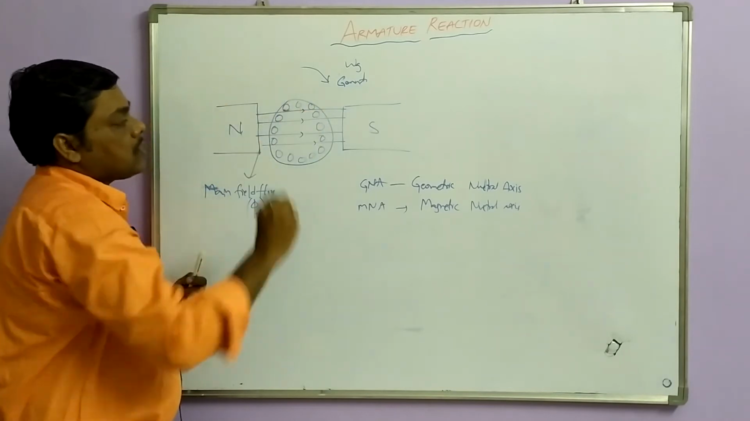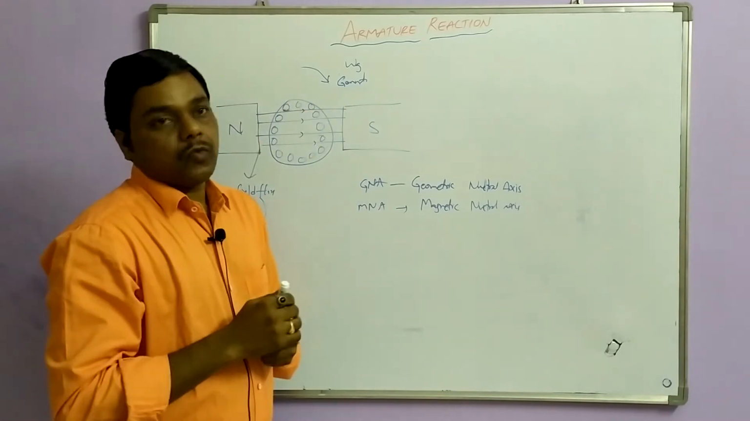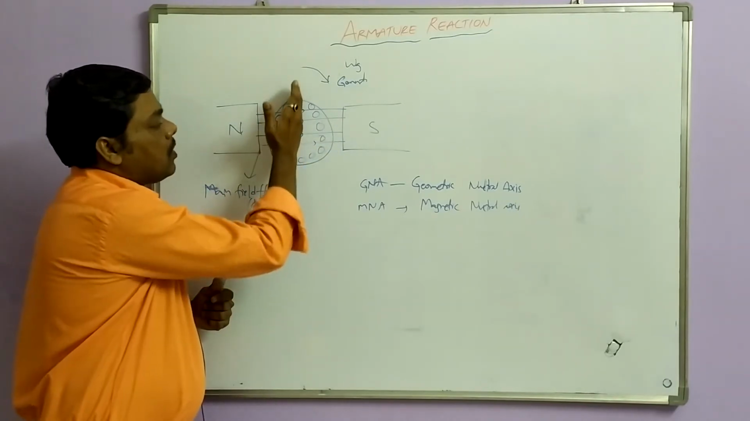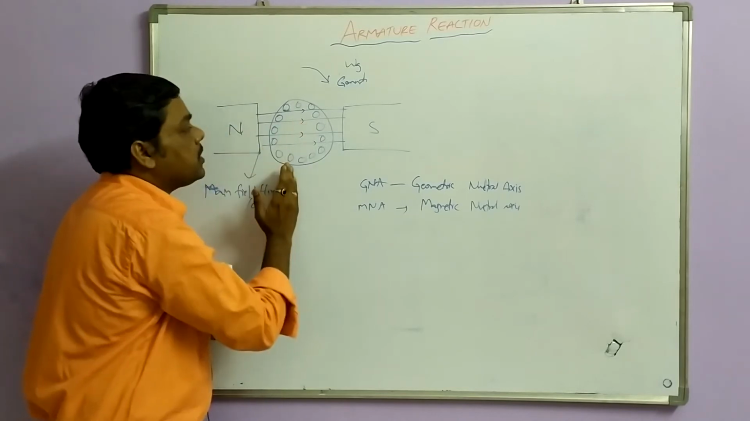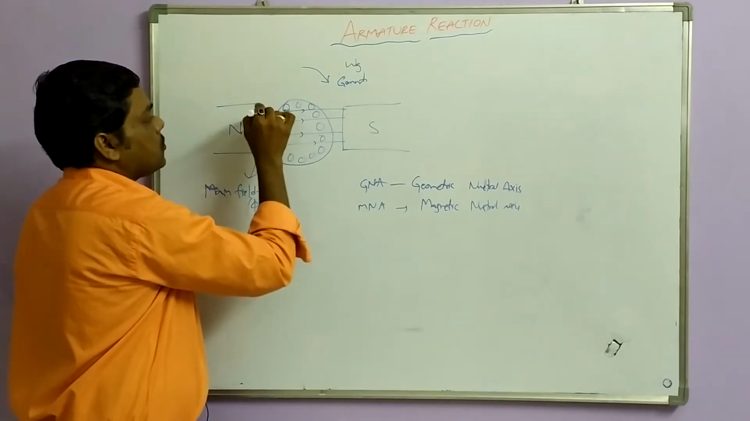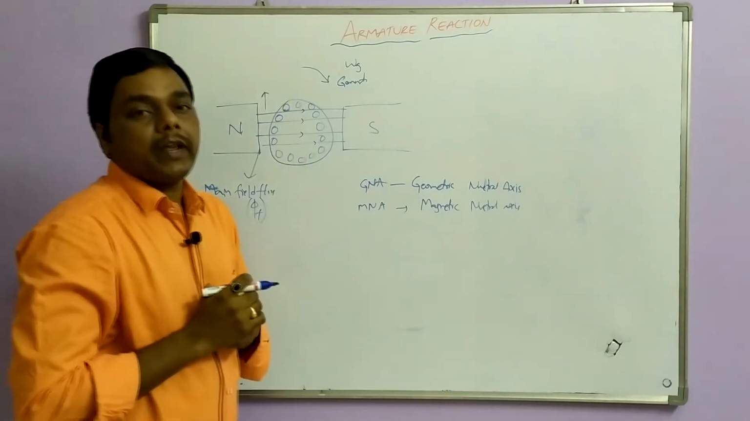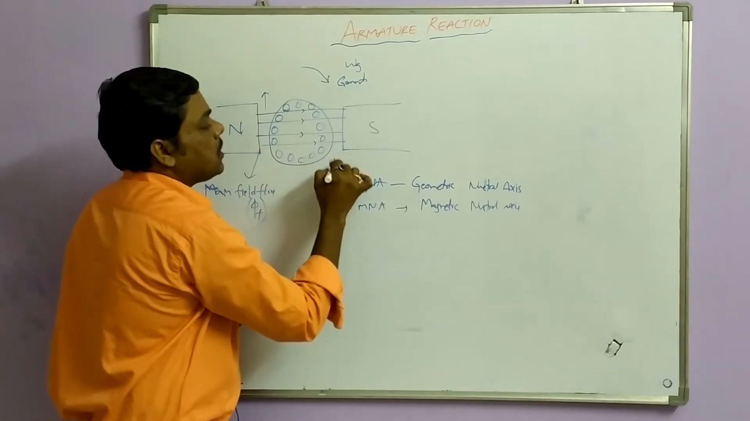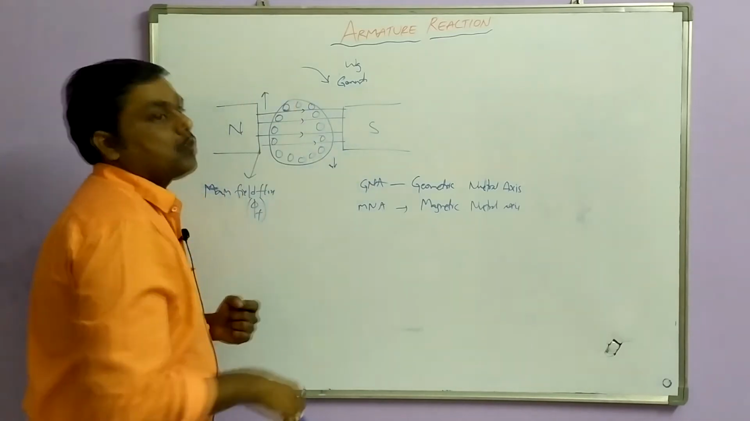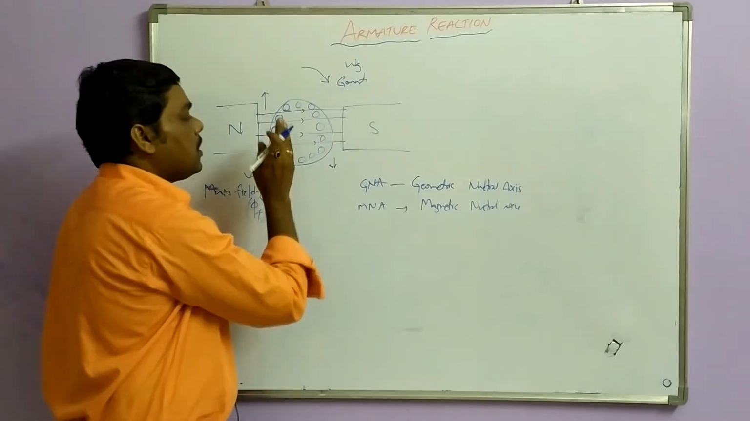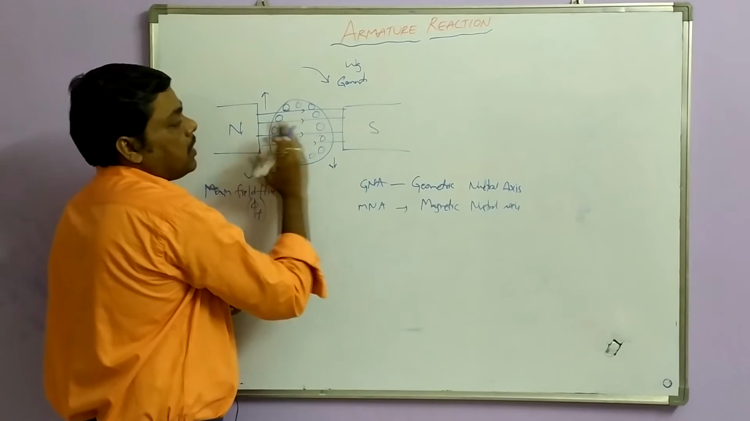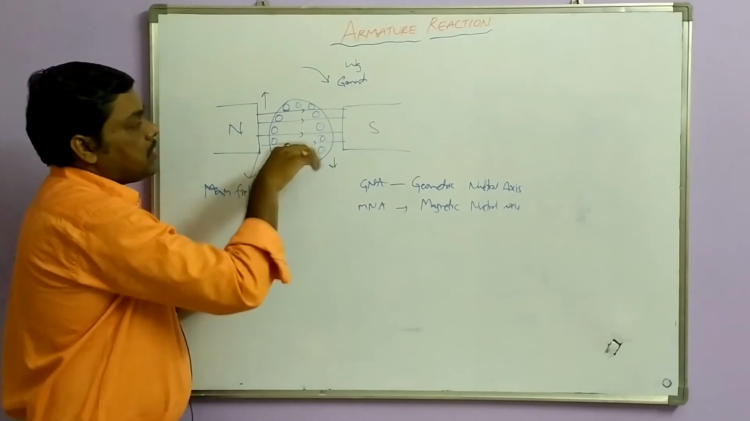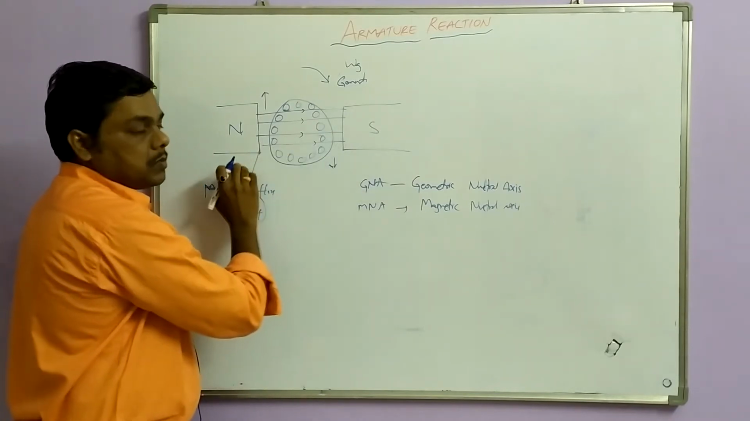Why? These armature conductors are rotated with a prime mover. So when these conductors are rotating with a prime mover, half of the conductors on the left side experience the force in upward direction. And what about the conductors, half of the conductors on the right hand side? These will experience force in the downward direction. That means the motion of conductors is upward for the left hand side, and for the right hand side they are in downward direction. And the flux direction is going from north pole to south, that means left to right.